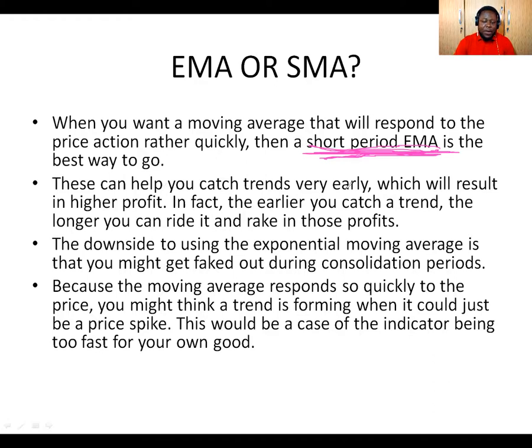This can help you catch trends very early. That's the second point, which will result in higher profits. In fact, the earlier you catch a trend, the longer you can ride it and rake in more profits. But the downside to using the exponential moving average is that you might get faked out during consolidation periods because the moving average responds so quickly to the price. So you might think that a trend is forming when it could just be a price spike. This will be a case of the indicator being too fast for your own good.